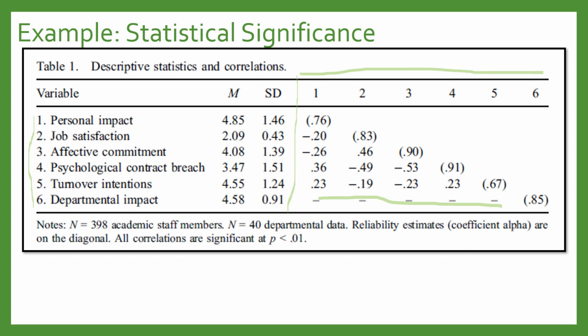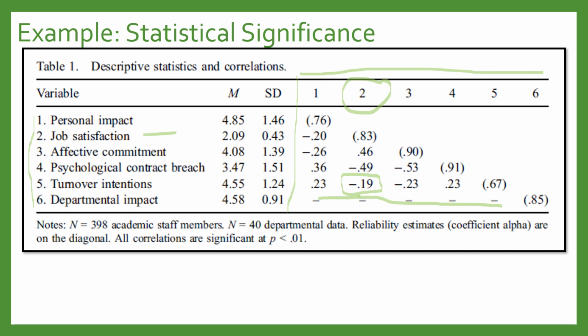So to look at this, I need to go down to the variable that's further down, turnover intentions, and then go over and find column 2 that represents job satisfaction. And right here is my correlation, right? And so as I suspected, it's a negative correlation.